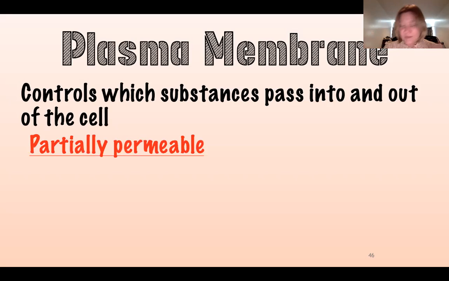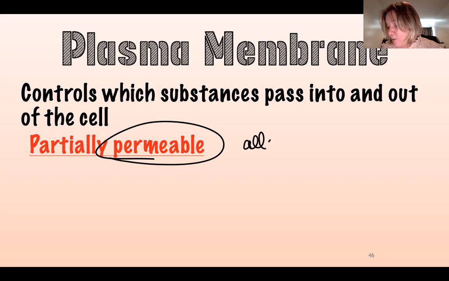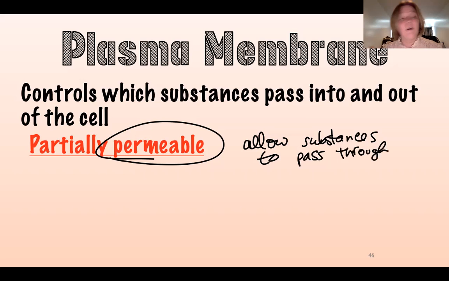So we describe the cell membrane as being what we call partially permeable. So let's break down what that means. Permeable means to allow substances to pass through, and hopefully we know what partially means. It's like some of or a part of.